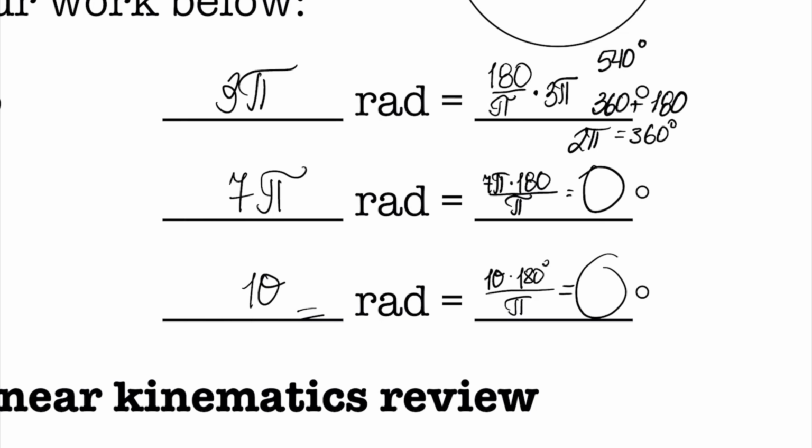So this completes the conversion between radians and degrees. After that, we talked about angular versus linear quantities like distance, displacement, and velocity. I'll see you in the next video for that.